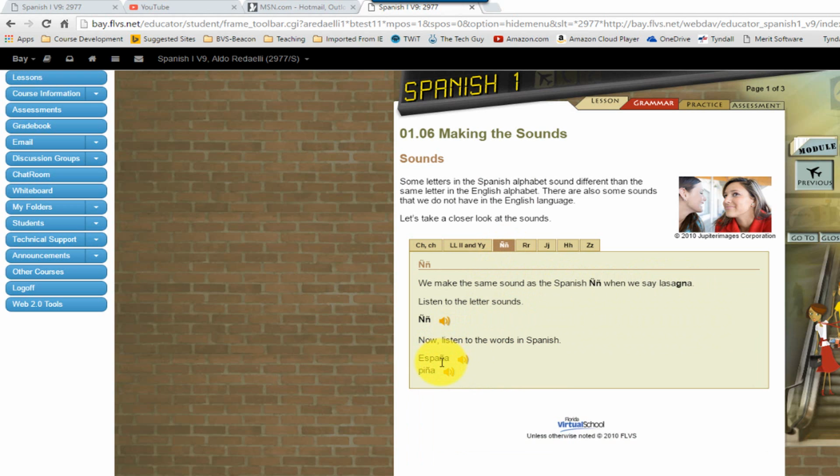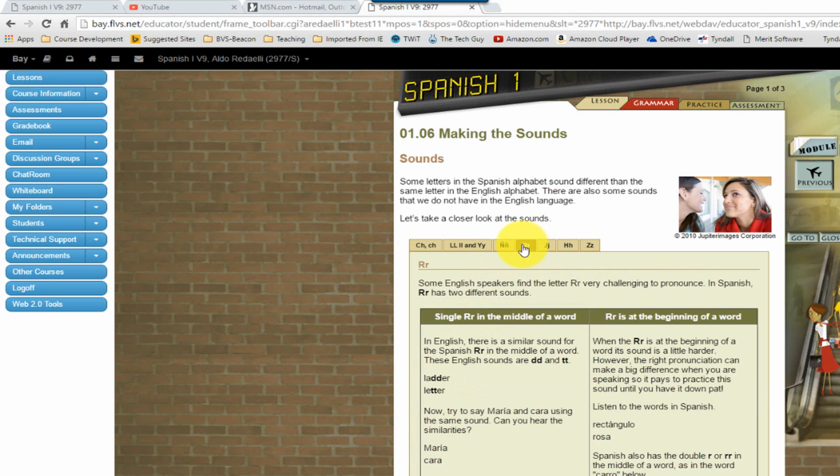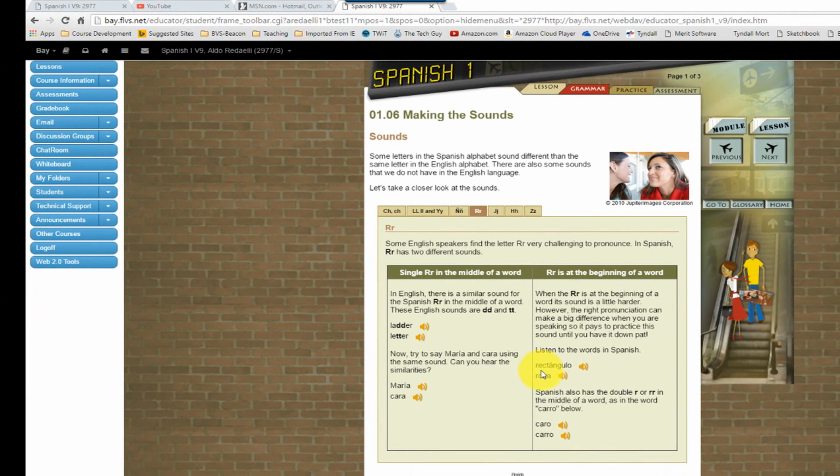Then there's the N with the dash. That's ñ. Sounds like lasagna. Okay. So, for example, you have España, which is Spain. Piña, which is pineapple. Okay. España, piña. And the R sounds like the double D or double T in ladder or letter. María, cara. María, cara.